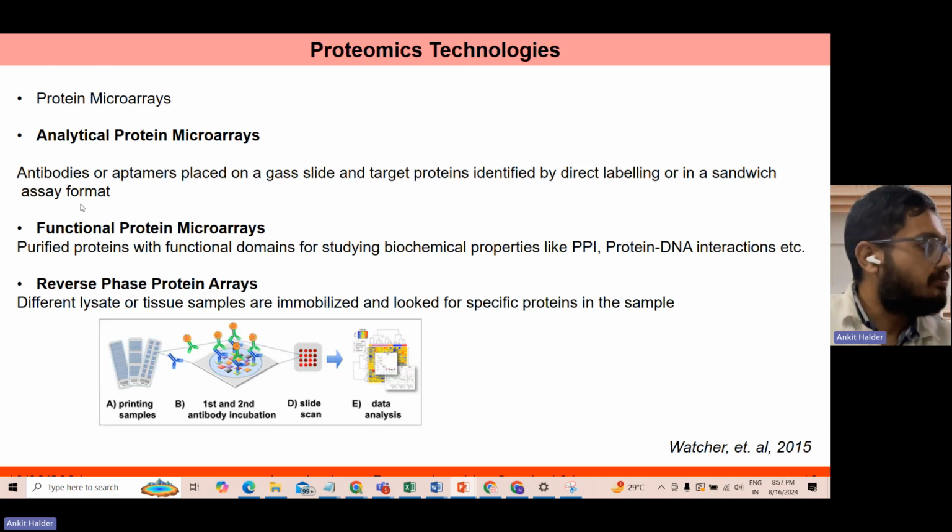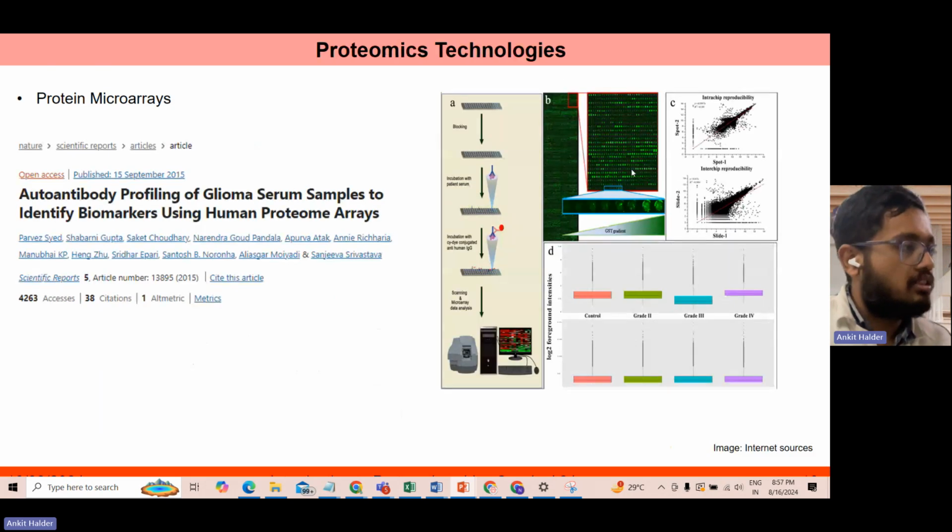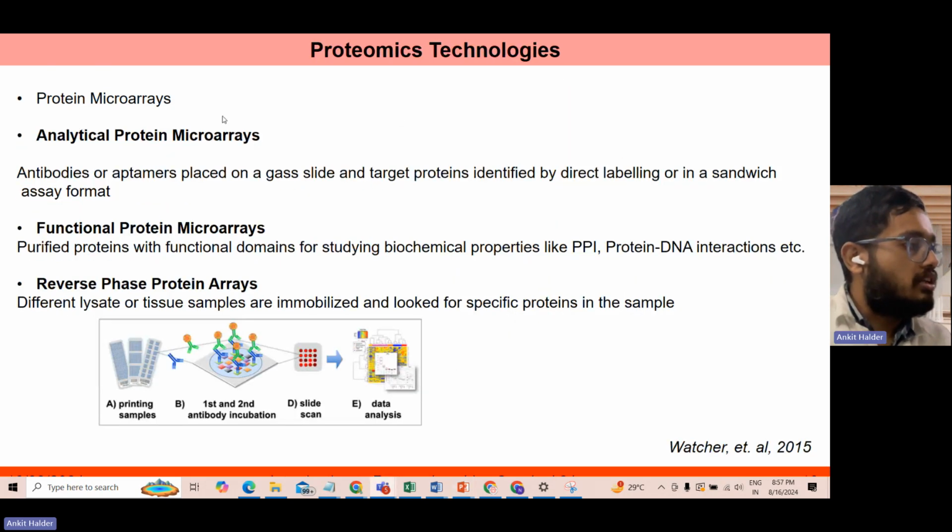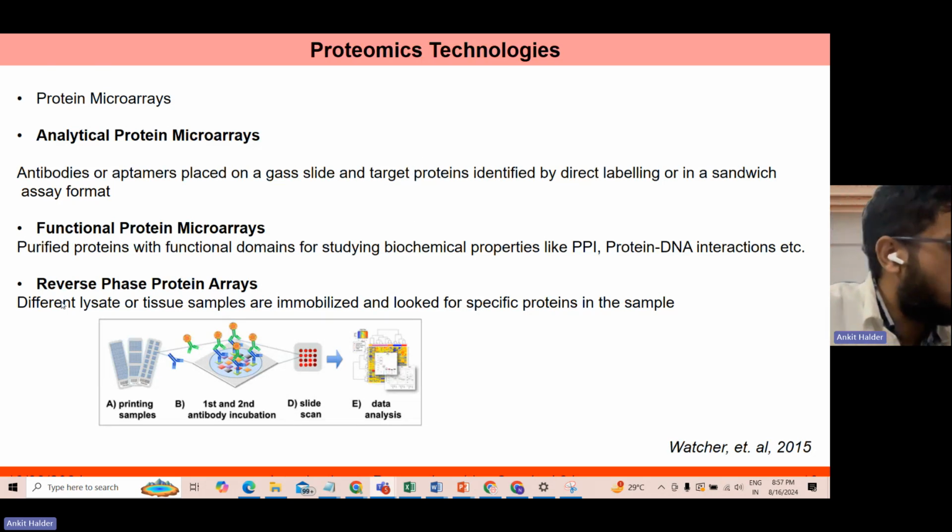Then we have the analytical protein microarrays that you can look into, like functional protein arrays with unified proteins and functional domains, and those are for studying biochemical characterizations like PPI, protein-gene interactions, etc.